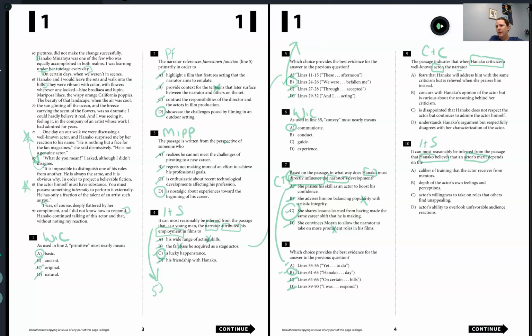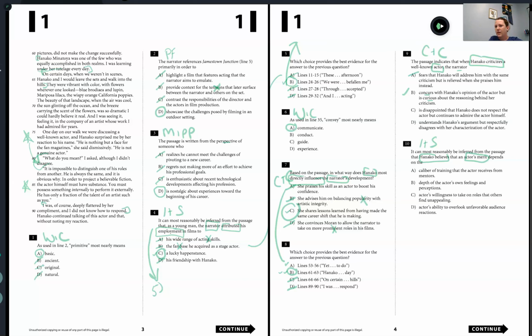So the narrator fears Hanako will address him with the same criticism. No, there's no sense of fear. Concurs or agrees with his opinion of the actor, but is curious about the reasoning behind her criticism. Yes. The curious comes with the what do you mean, and then the concurs is the did not disagree.